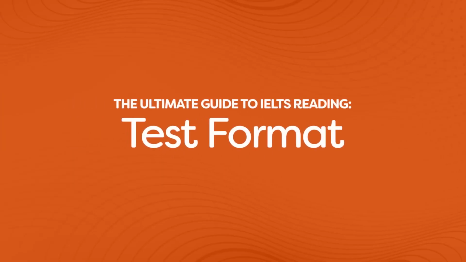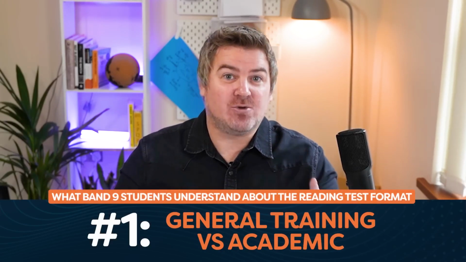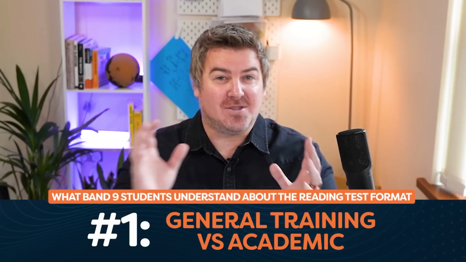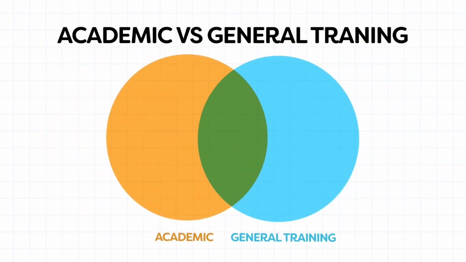So let's start off by talking about the IELTS reading format. One thing that Band 9 students in reading understand is that general training and academic are the same but different. What does that mean? One of the key differences is that on the academic test, you will get academic texts. These will be the kind of text that you would find in a university textbook. And general training students don't have academic texts, they have general texts. These could be any text that you find in everyday life.